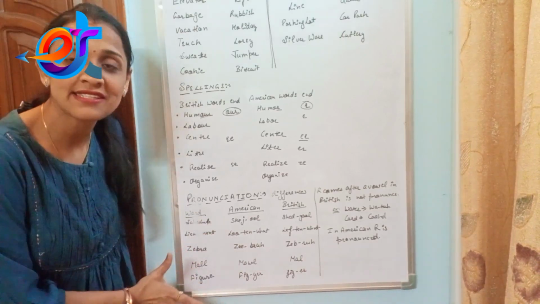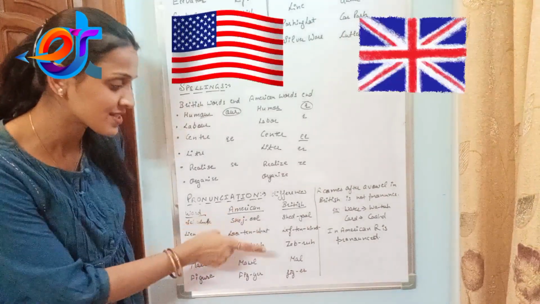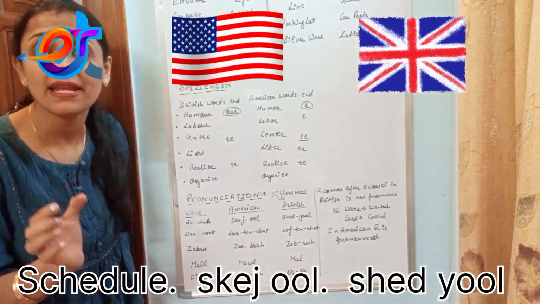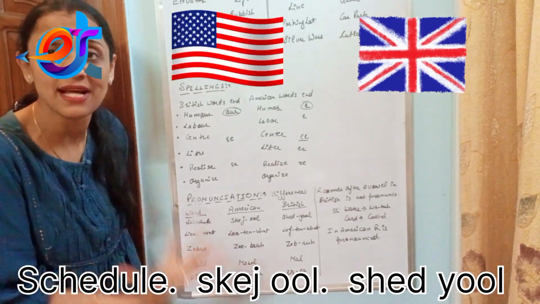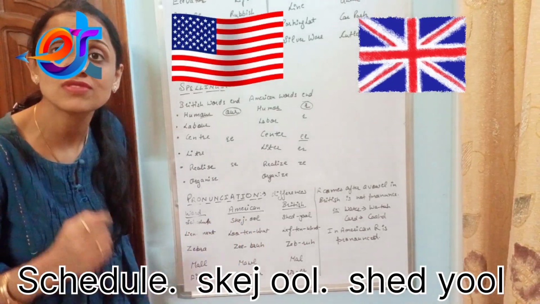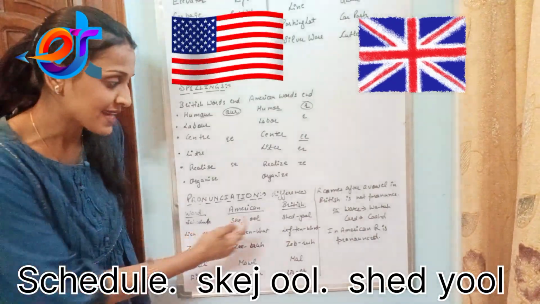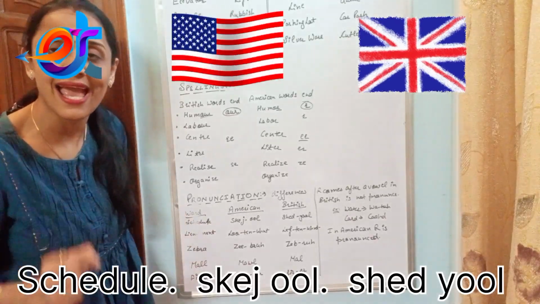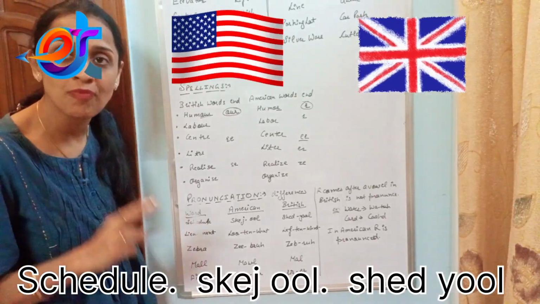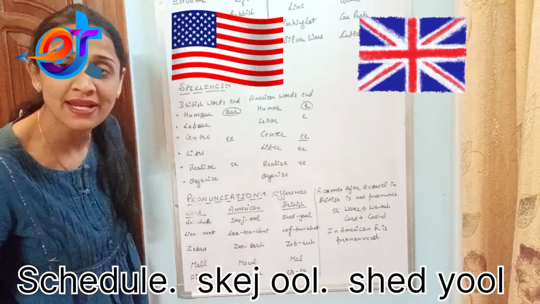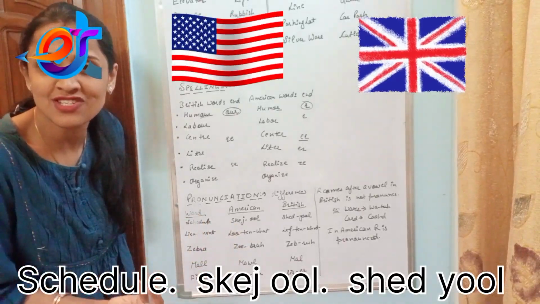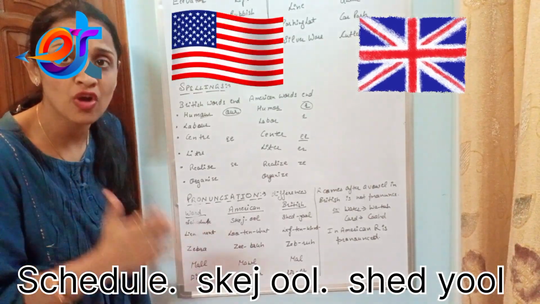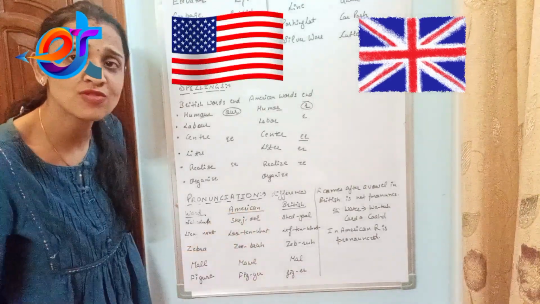So let's understand the pronunciation of American English versus British English. If the word is schedule, how do they pronounce this word in the American accent? In the American accent, they say schedule with a 'sk' sound, and in the British, they say schedule with a 'sh' sound. The pronunciation in both countries is different. In the American accent: what is the schedule of yours today? In the British: what is your schedule?